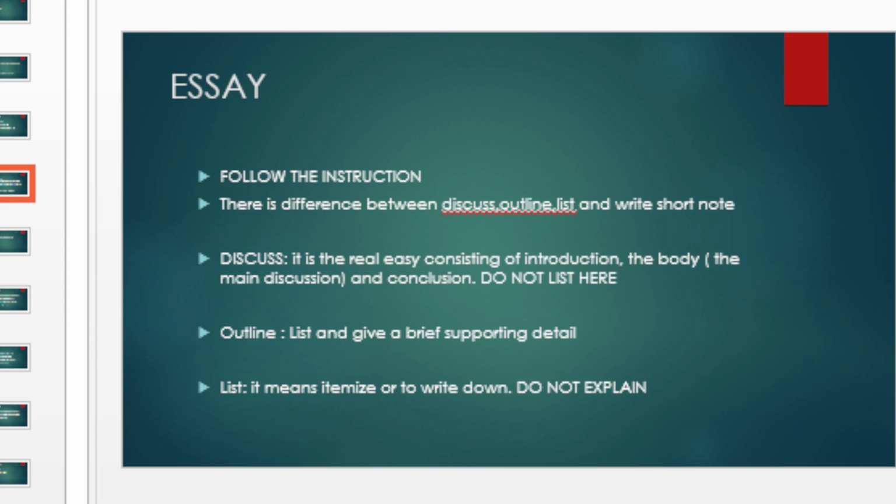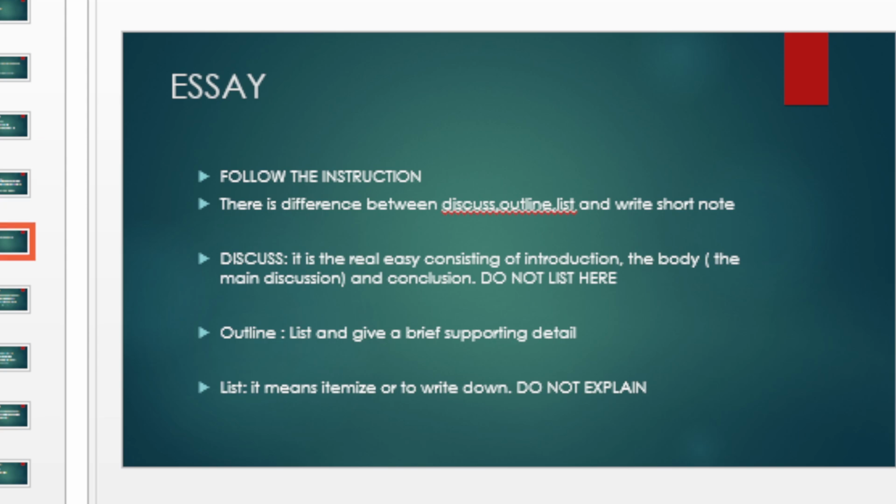While list itself, if they say list 5 causes of it, just list, itemize, that's what it means. Write down, itemize. Here you do not explain. You are not expected to explain. Okay, so that's for AC.